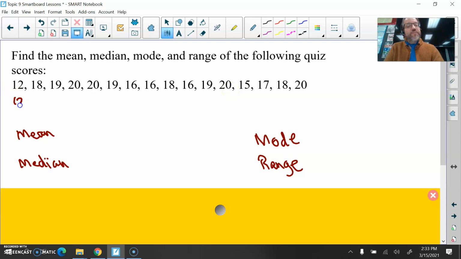So I'll write 12 right here. I'll cross them off as I get them written down. The next lowest score, we have a 15 here.